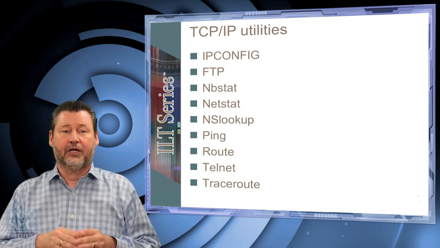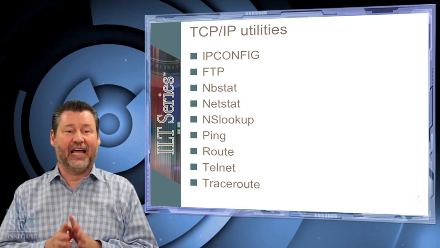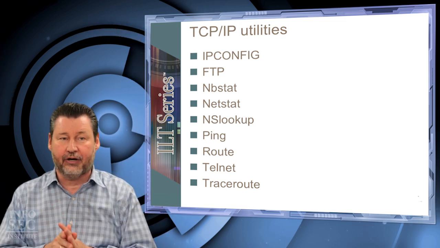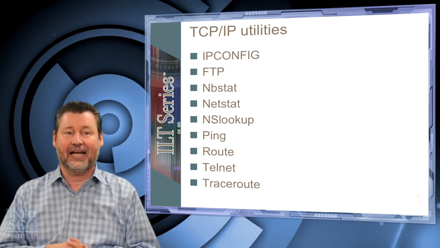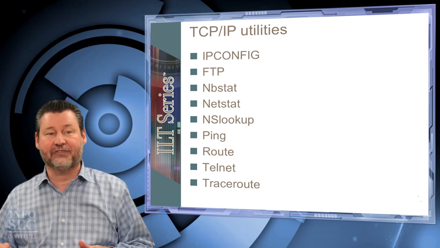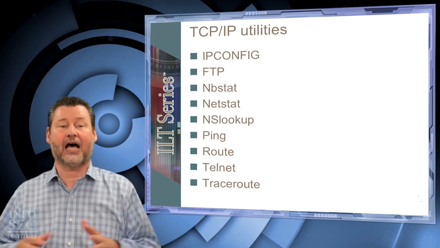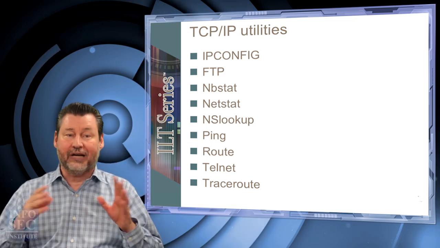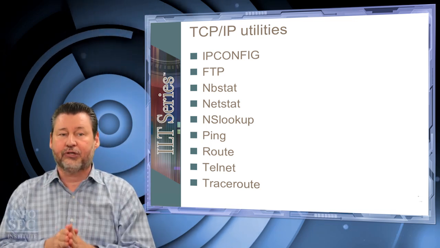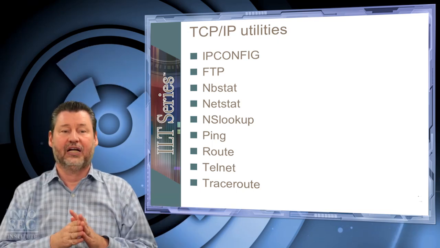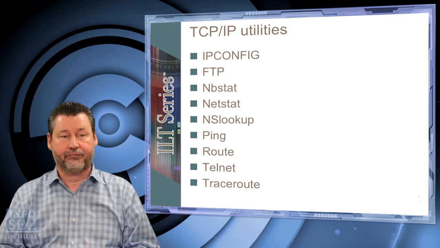NetBIOS over TCP/IP statistics. It should be NBTstat, not NBstat. Little typo there. NetStat, network statistics. NSLOOKUP to verify DNS information on a remote site. Ping to test for connectivity. Traceroute, I know I've changed the order here. Traceroute to test connectivity along each path in the route. Lets you know the path taken.